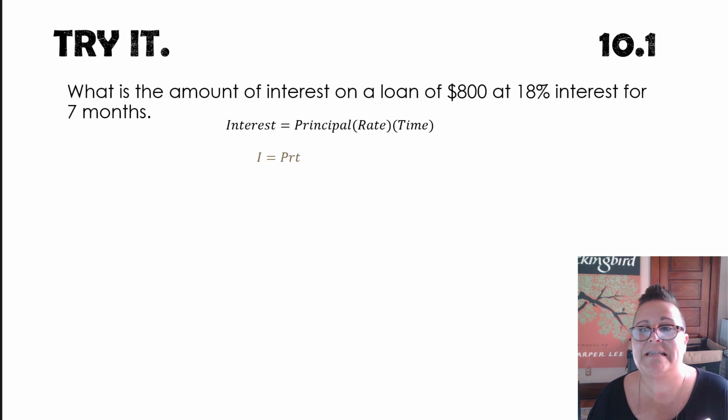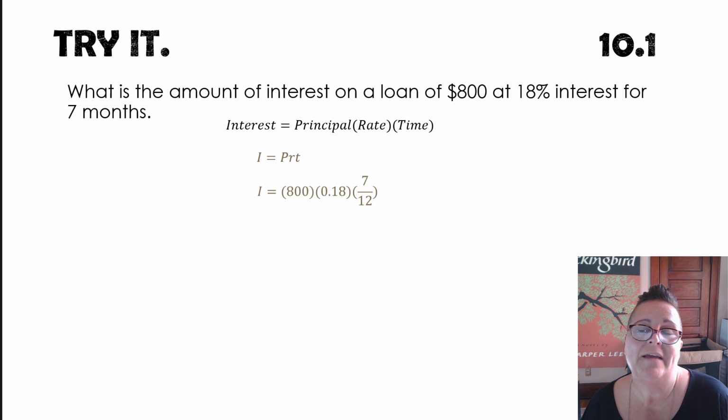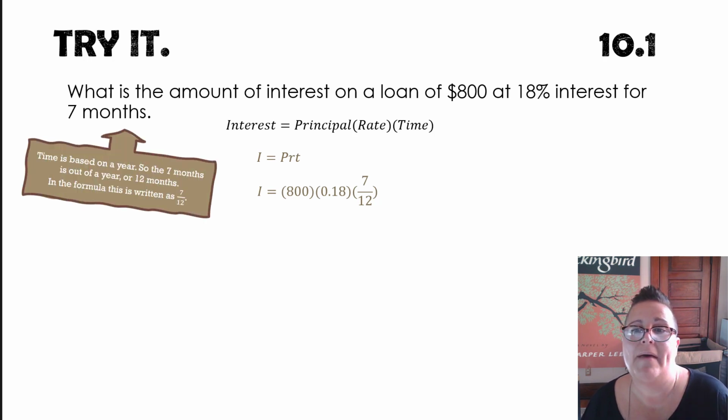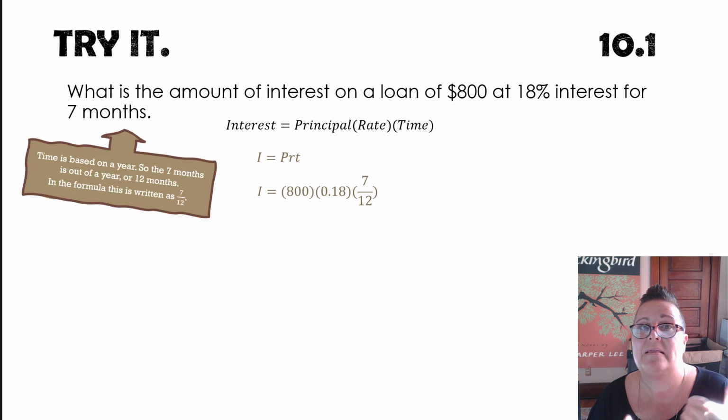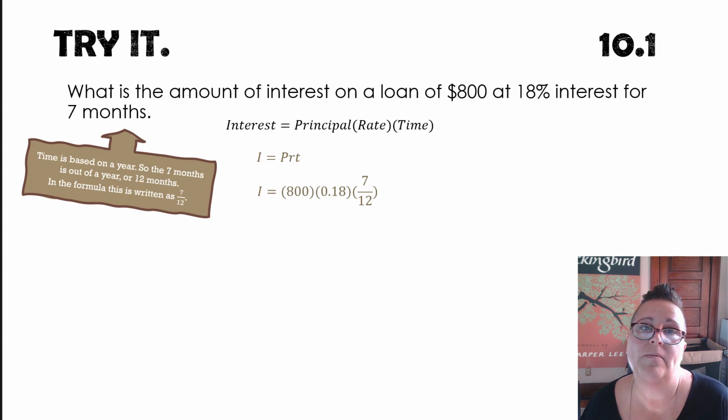We know that our interest is the principal times the rate times the time, or I is equal to PRT. Our principal is the $800. Our rate is the 18%. As a decimal, this would be 0.18, and our time is 7 months. Now remember, time is based on a year, so that 7 months would be out of the 12 months in a year. I'm keeping both of them in the month arena, right? 7 months, so I'm comparing it to 12 months in a year. In the formula, we would then write this as 7 over 12.